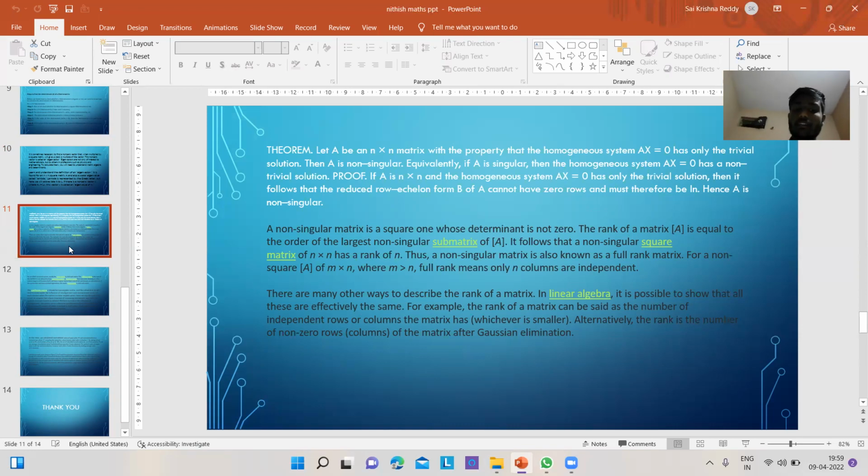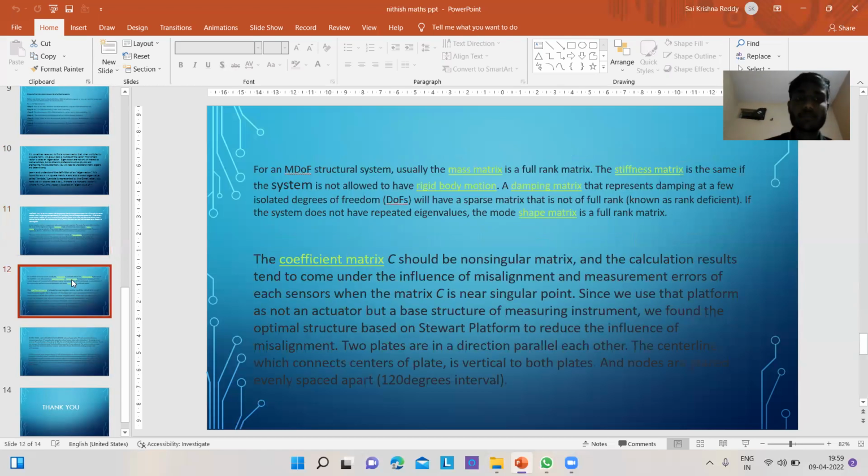There are many other ways to describe the rank of a matrix. In linear algebra, it is possible to show that all these are effectively the same. For example, the rank of a matrix can be described as the number of independent rows or columns. Alternatively, the rank is the number of non-zero rows of the matrix after Gaussian elimination.